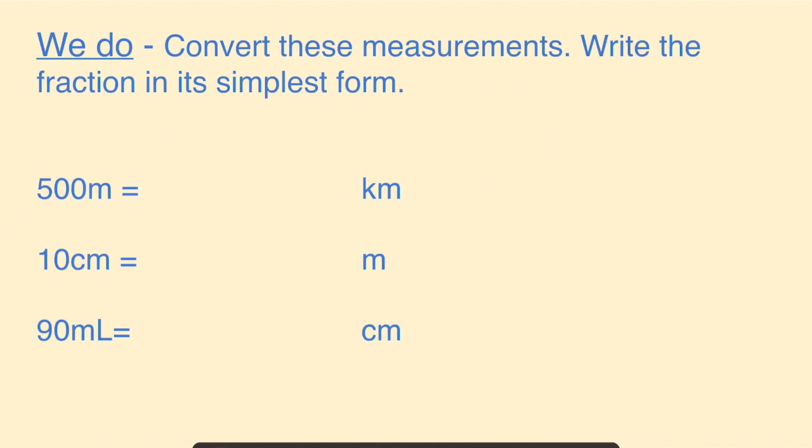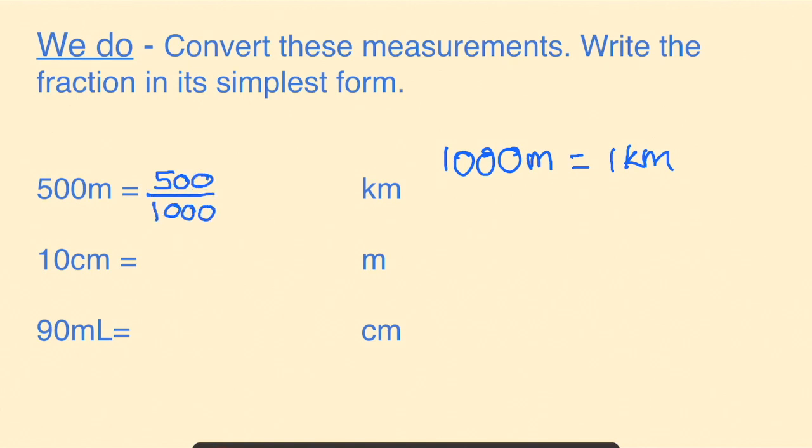Having a look at this one, convert these measurements, write the fraction in its simplest form. So 500 meters, we're converting it into kilometers. You need to know that there are 1,000 meters in 1 kilometer. So we can write 500 meters as a kilometer measurement simply by doing this.